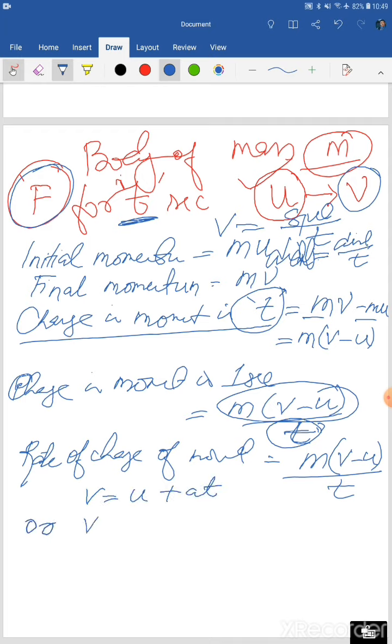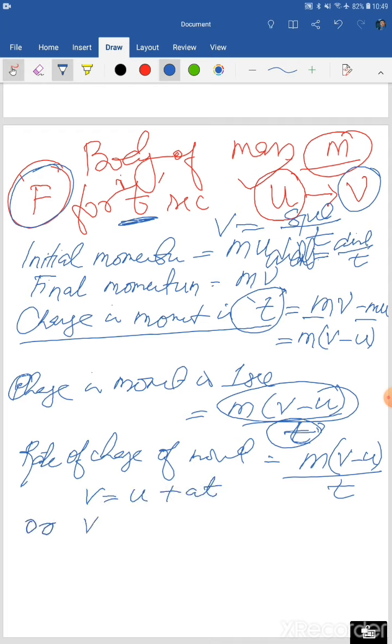Now we'll see the units of force. So we got force equals m into a. So what is the SI unit of mass? Kilogram. What is the SI unit of acceleration? Meter per second square. So kilogram meter per second square is the SI unit of force. But in place of this we use Newton, abbreviated by the capital letter N.